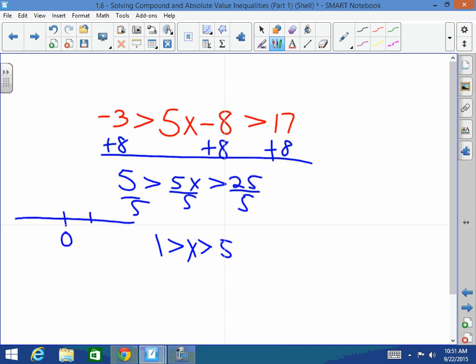So x will be less than 1. And it will also be greater than 5. So even though I didn't put an and or an or word here, what kind of an inequality is this? It's an or. So it's going from negative infinity to 1 in union with 5 to positive infinity.